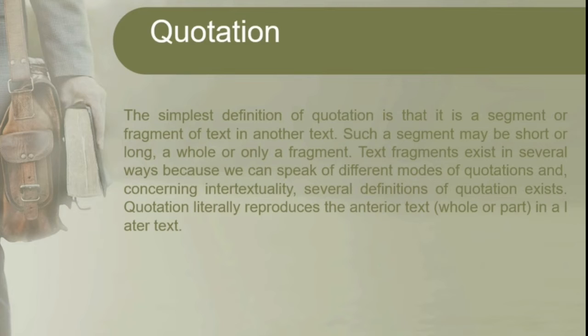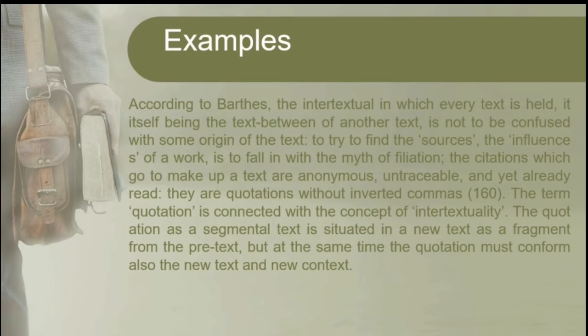So what is quotation? Quotation is a segment or fragment of text in another text. A segment may be short or long, whole or only a fragment. Text fragments exist in several ways, because we can speak of different modes of quotation, and concerning intertextuality, several definitions of quotation exist, like: a quotation literally reproduces an anterior text, whole or in part, in a later text.